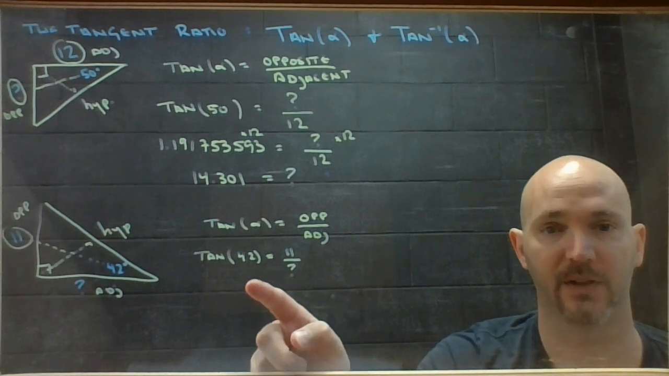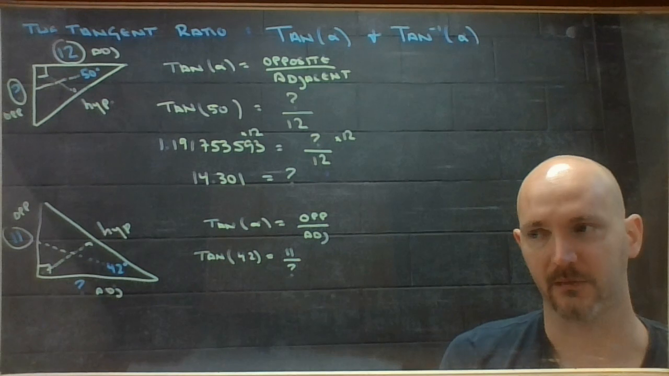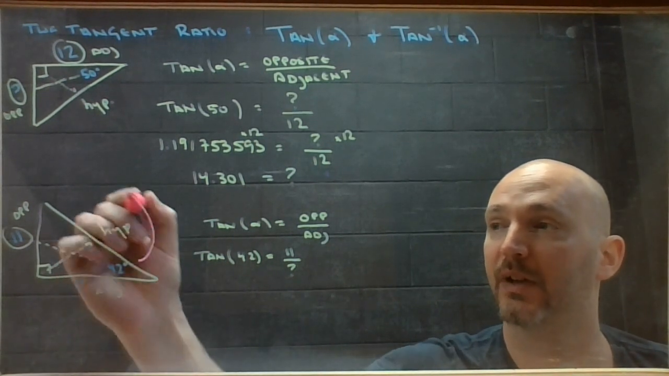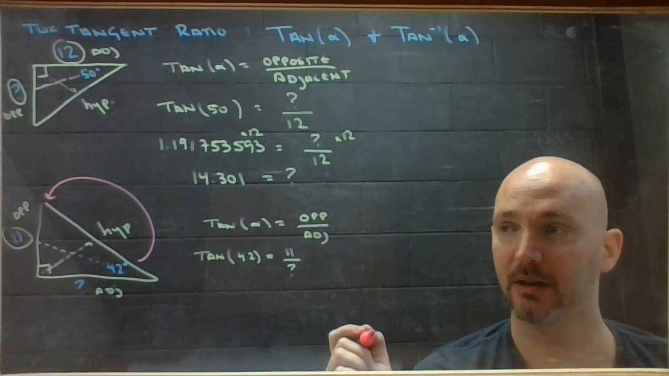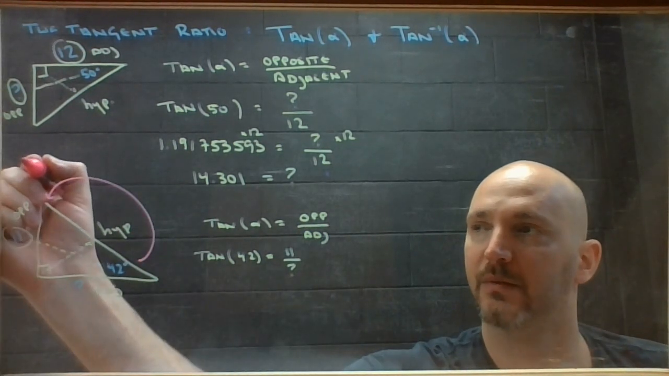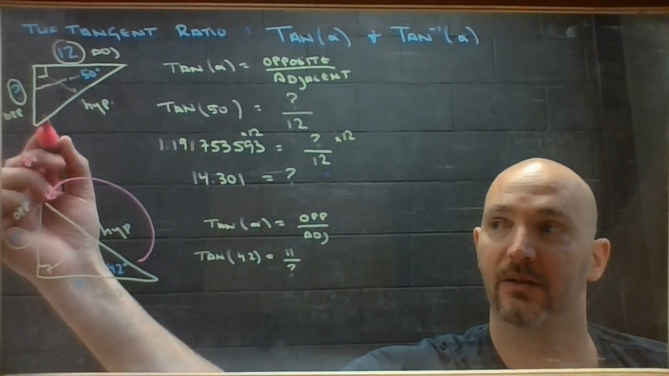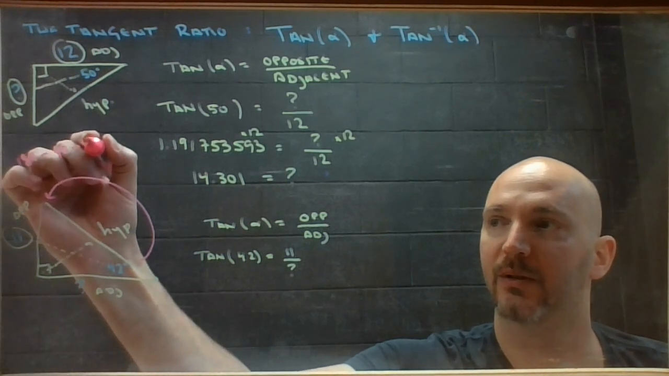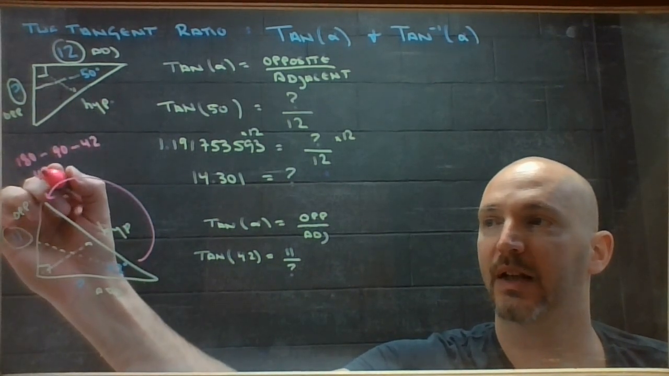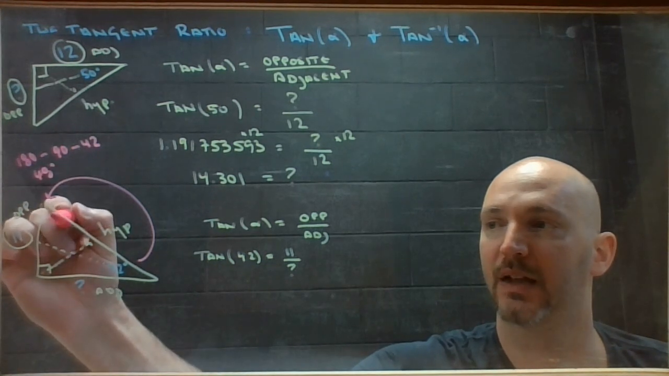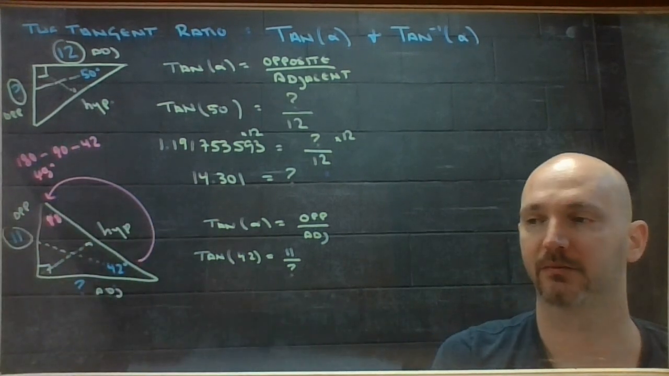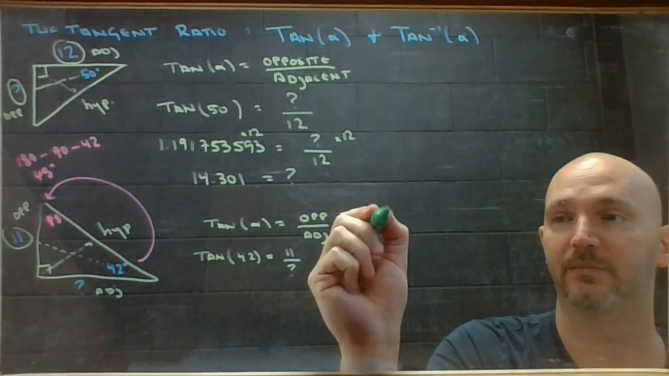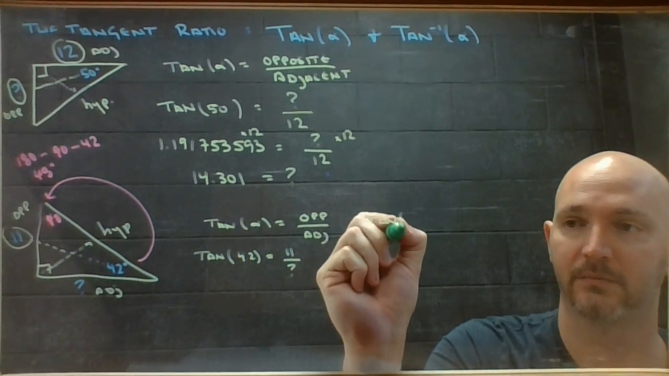I will eventually finish this one so you can see it. But for now, let's try using the other angle. If I look over here, how big does that have to be? Well, there are 180 degrees in a triangle. I've got a 90-degree corner, and I have a 42-degree corner. That leaves me with 48 degrees. So this has to be 48 here. So if I set that tan ratio up, call that beta.